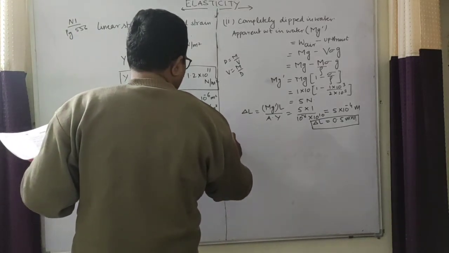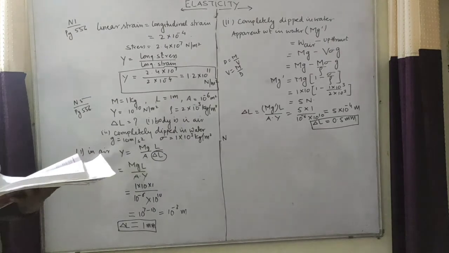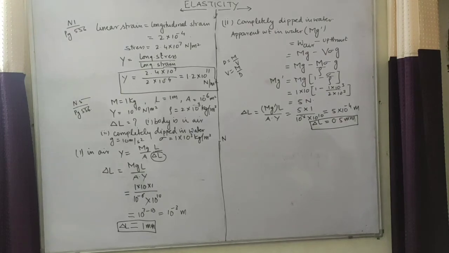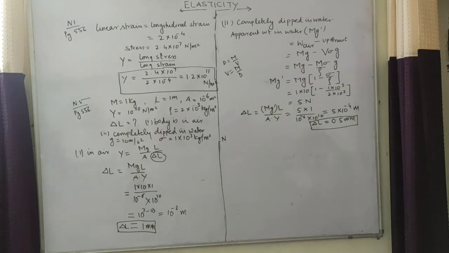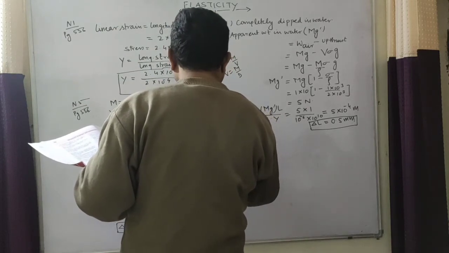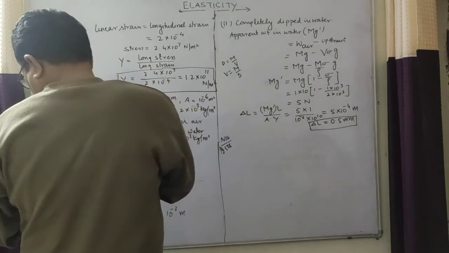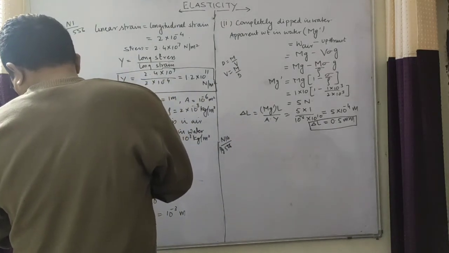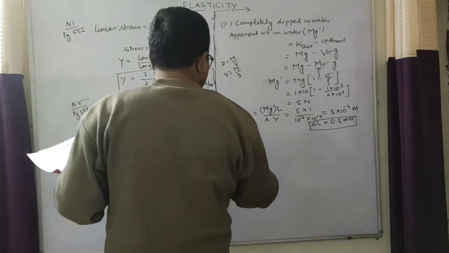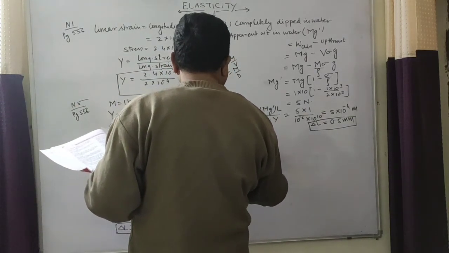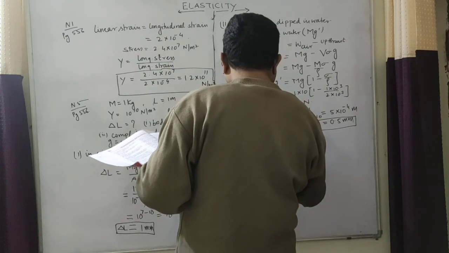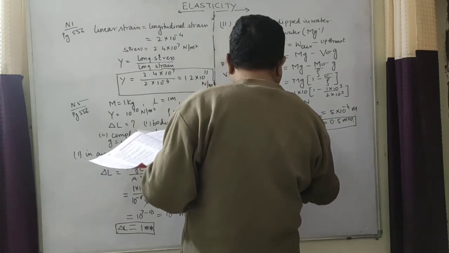Now next numerical will be numerical number 14 on the same page, page 556, where breaking stress of a substance is 20 into 10 to the power 5 Newton per meter square.